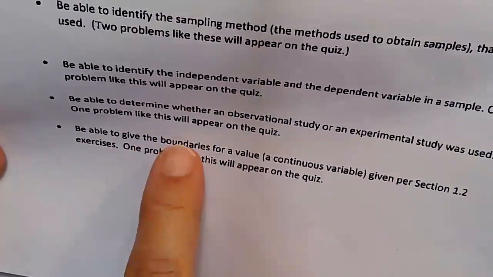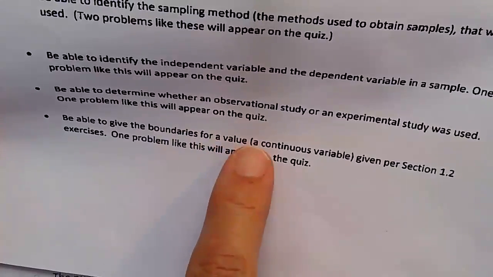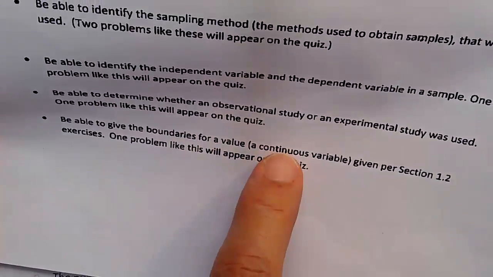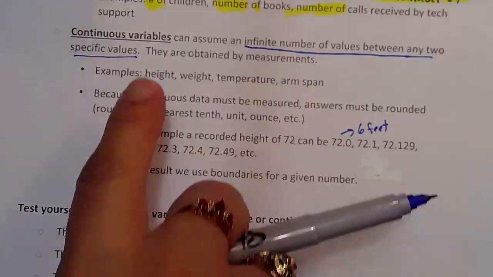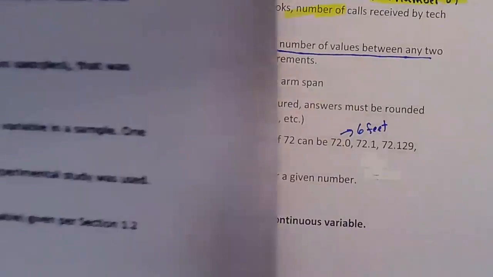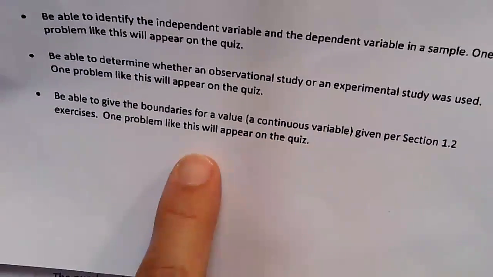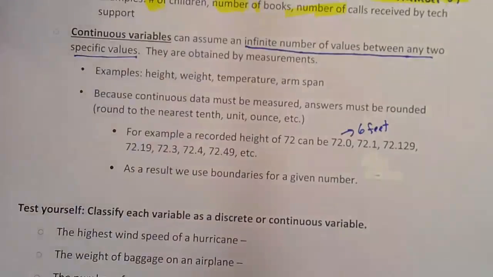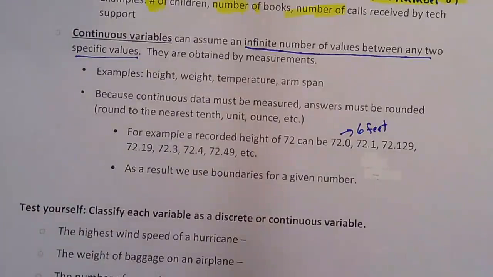Be able to give the boundaries for value of a continuous variable. Yeah, because see, these are coming from continuous variables. And you'll have one problem like that on the quiz where you compute the boundary and you want to show your calculations, not just the answer. You put the answer in the computer, in the Connect Math, but then you have to verify, show your work. How did you get those answers? And you show that on your template for full credit.